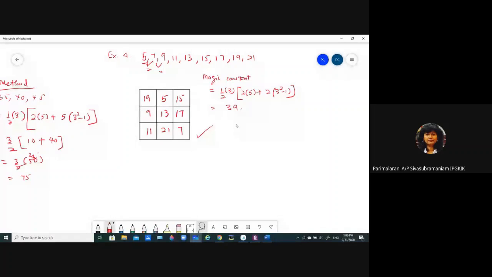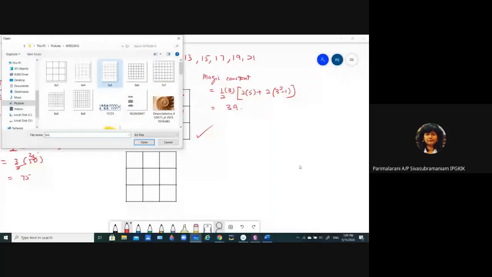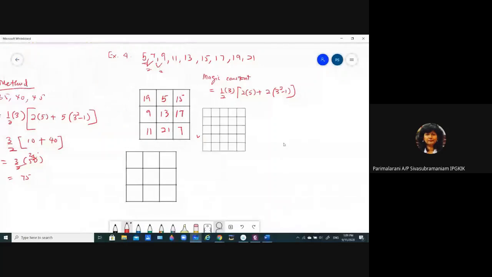So everybody got this? Madam, can I ask a question? Must the first integer be in the middle top? The first integer we always put in the center top row. This is your starting place. So you put the first integer here, then you start from here.